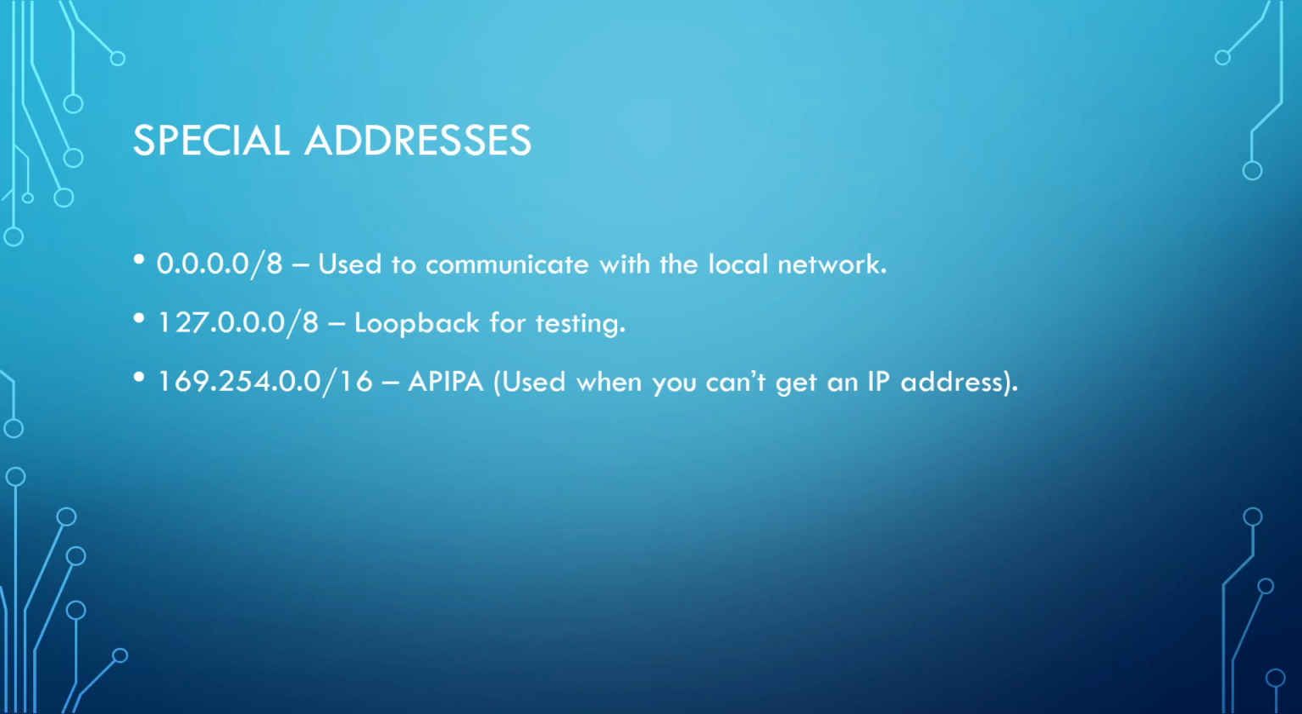Okay, and then we also have some special addresses, part of the IP address range, which are reserved for special purposes. We have 0.0.0.0/8, which is used to communicate with your local network. We have 127/8, so any IP address which begins with 127 is for loopback testing. Loopback testing just allows you to test the TCP/IP protocol stack on your computer. And then we also have the IP address range 169.254/16. Now this address range is used when your device cannot get an IP address via DHCP.